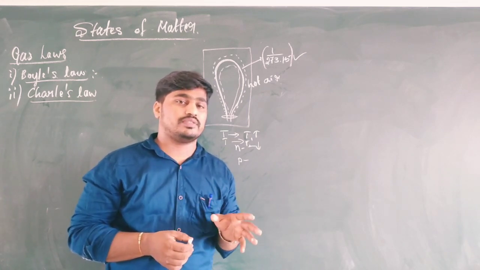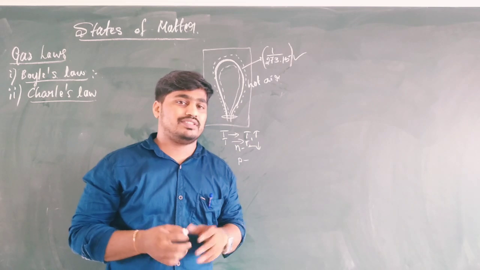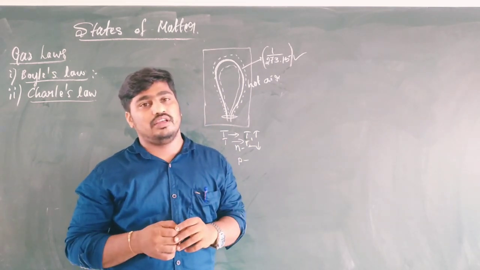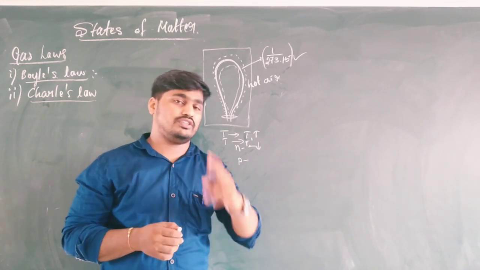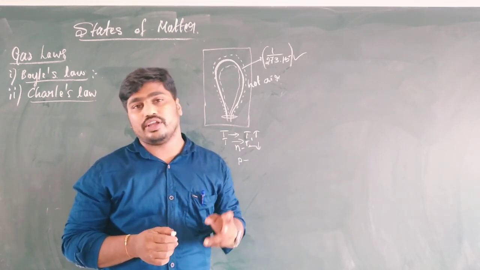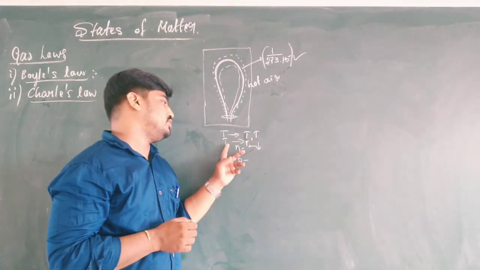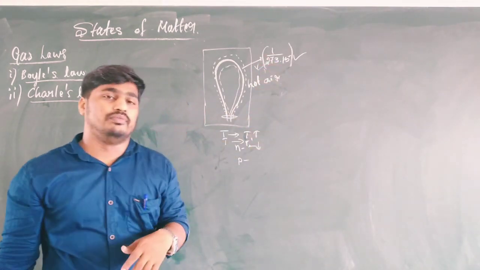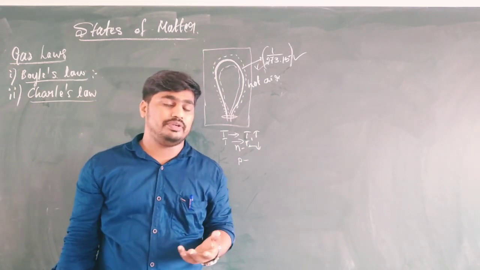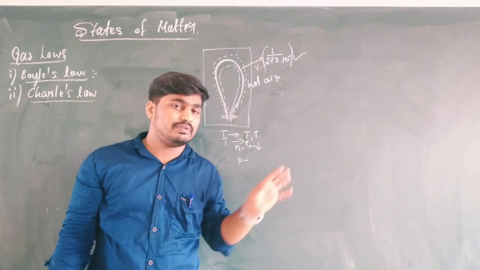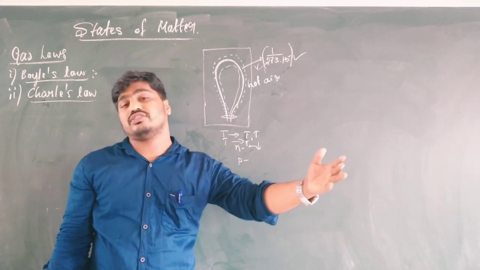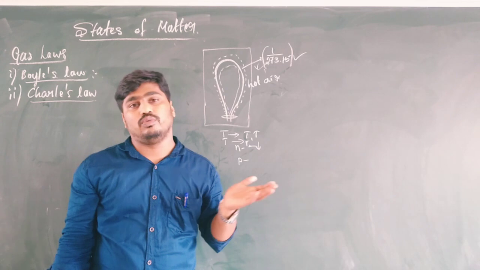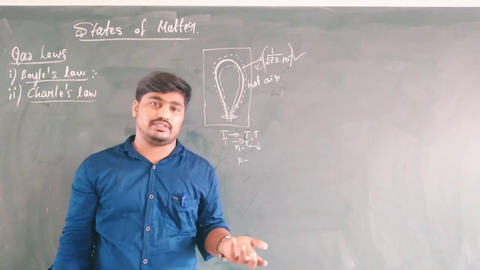By considering this experiment, Charles and Gay-Lussac gave the statement. That statement is known as Charles's law and Gay-Lussac's law. There are two laws. One law gives the relation between temperature and volume. Another gives the relation between temperature and pressure. Here, in Charles's law, pressure is kept constant. In the case of Gay-Lussac's law, pressure varies and volume is kept constant. So that is the difference.